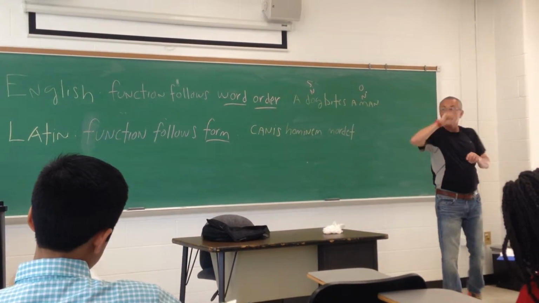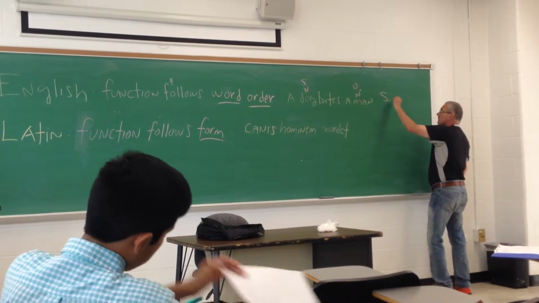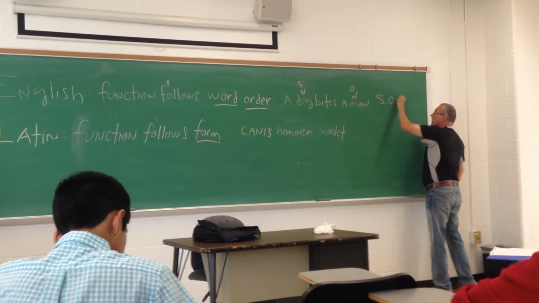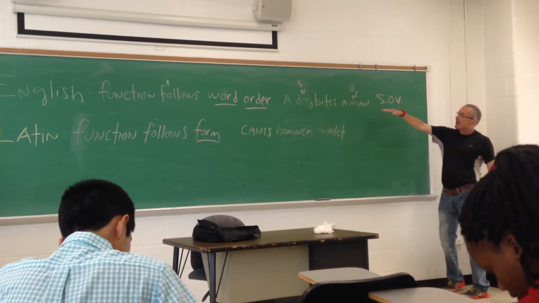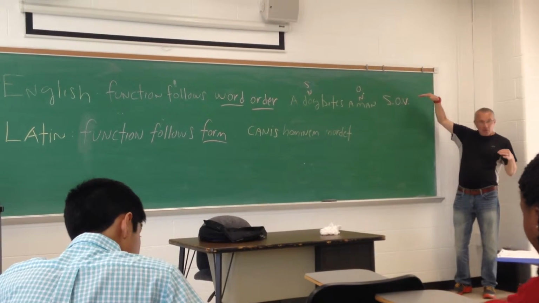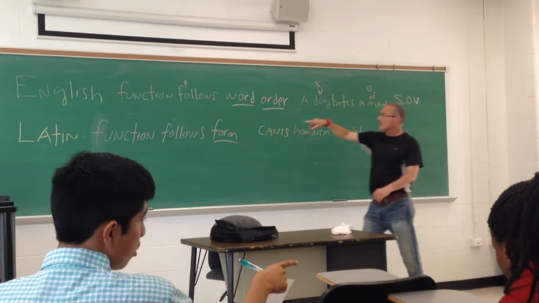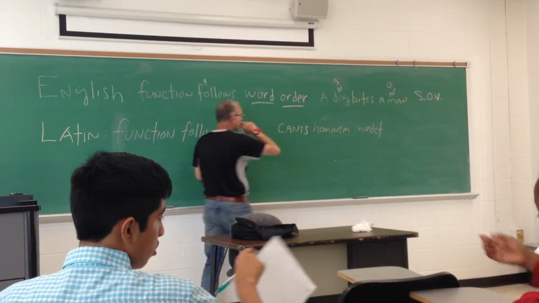So English sentences have a typical word order: subject, verb, object. And so we know who's biting who because it's the first word, and then we have the verb, the action word, and then we know who's getting bit from the word order. So that's why I say that in English, function follows word order.